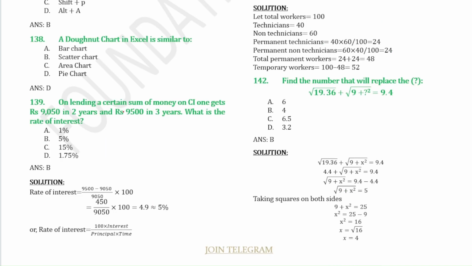Next question, on lending a certain sum of money on compound interest, one gets rupees 9,050 in 2 years and rupees 9,500 in 3 years. So we have to find the rate of interest. To find the rate of interest, there are two methods. You can directly find the rate of interest by this formula: the final value minus the initial value, divided by the initial value, and you will get the rate of interest, that is 4.9, which is similar to 5%. Or you can use this formula.